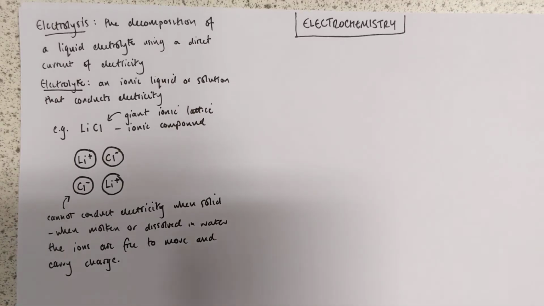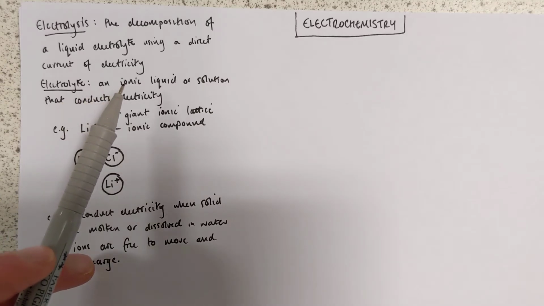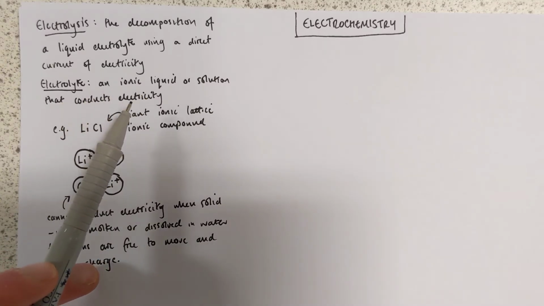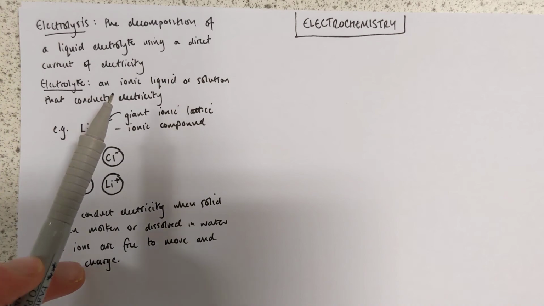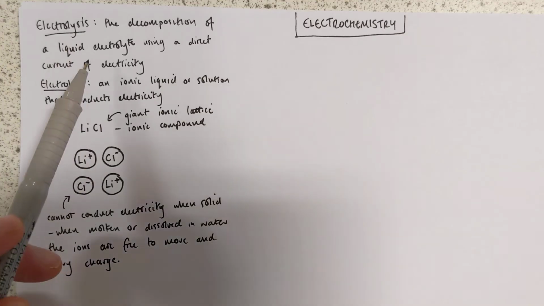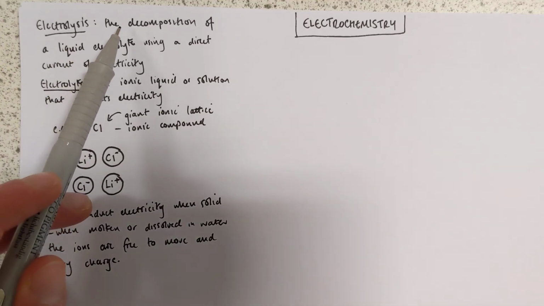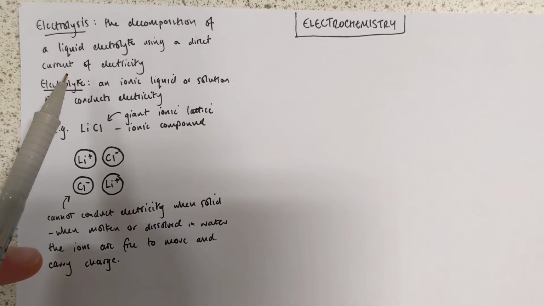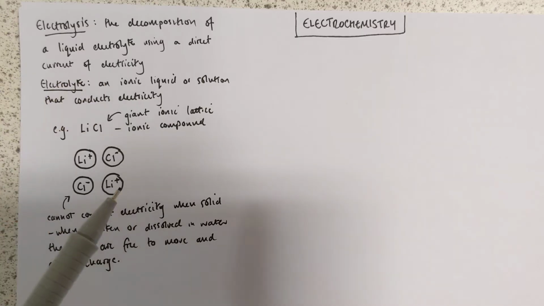So if we take our ionic compound, lithium chloride, and we melt it or dissolve it in water, it will now be able to conduct electricity. Once it conducts electricity, it's now acting as an electrolyte, which is an ionic liquid or solution that conducts electricity. If we take an electrolyte and take part in an electrolysis reaction, then according to this definition the liquid electrolyte will decompose if you use a direct current of electricity.